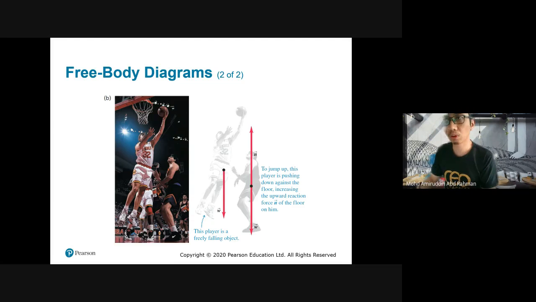Okay, any questions so far before we continue on to the next topic? Now we are going to look at how we can apply Newton's laws.